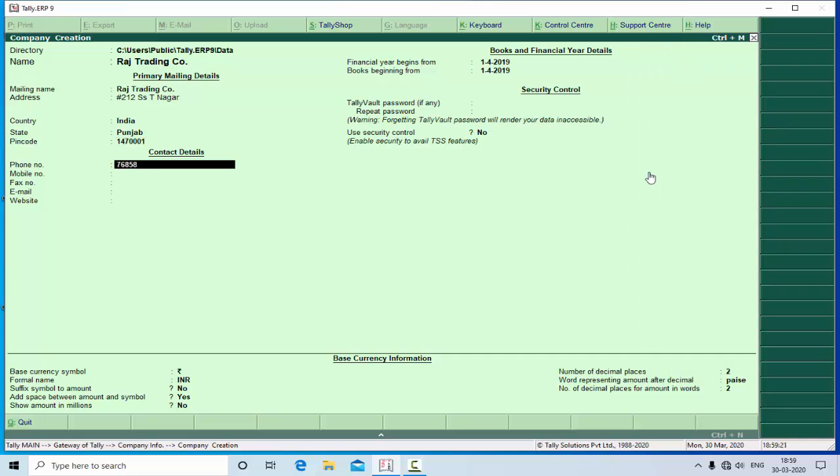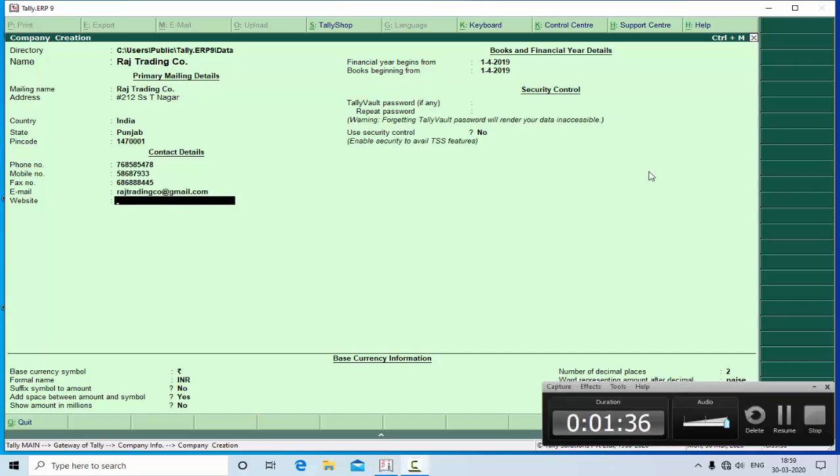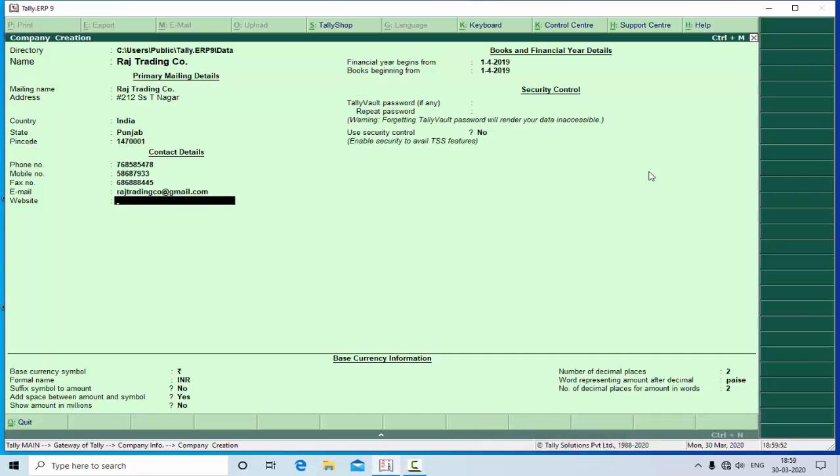Enter the phone number of the company or business here, enter the mobile number of any person of the company, enter the fax number if the company has one, and enter the email ID of the company if the company has created an email ID on the internet. Then if the company has created any website on the internet, you can enter the name of the website here.